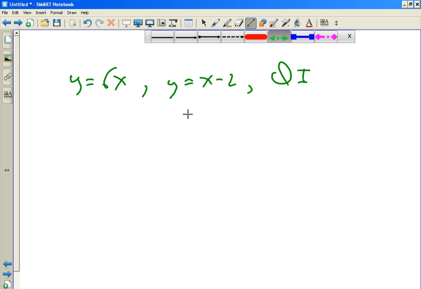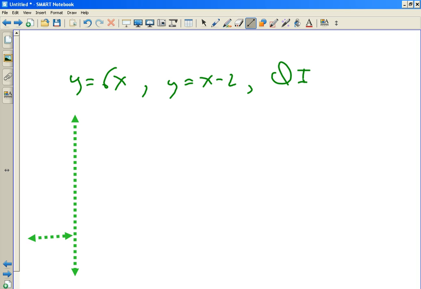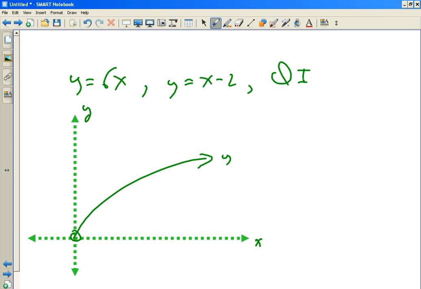Quadrant 1. Okay, so here's my x-axis, here's my y-axis, and label stuff. Okay, so how do you graph y equals rad x? It's like a parabola that opens to the right, but it's a function, so it's only the top half, right? So something like this. Y equals rad x. And how do you graph y equals x minus 2? Well, the slope is 1, and the y-intercept is negative 2. Let's say negative 2 is down here. I probably should have made a little more room. And the slope of 1 is going to do something like this.